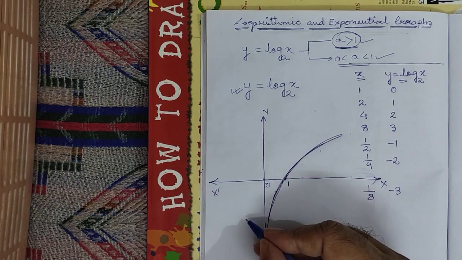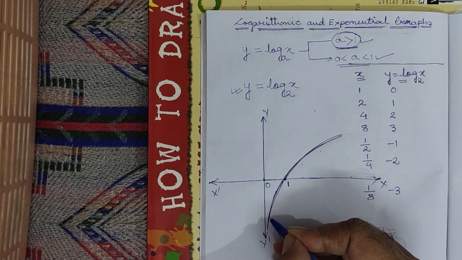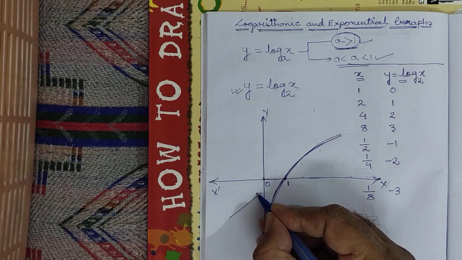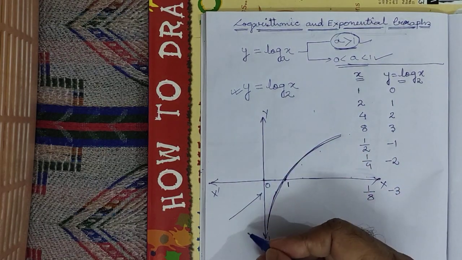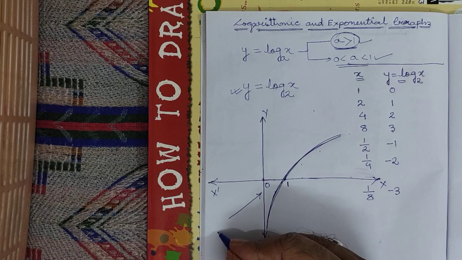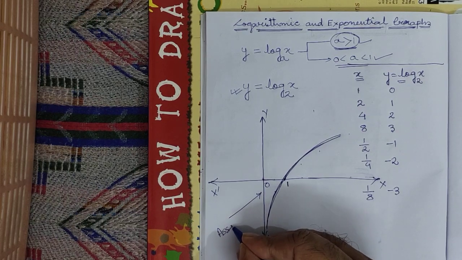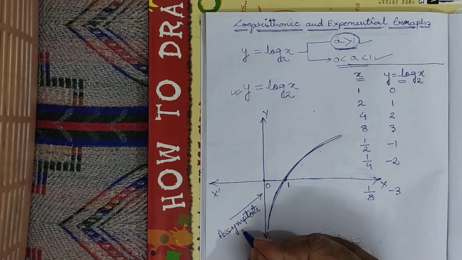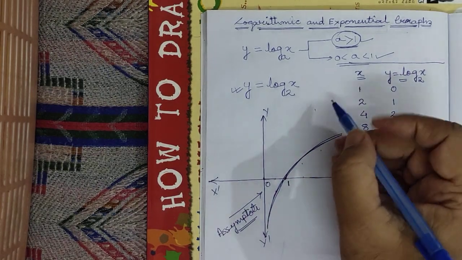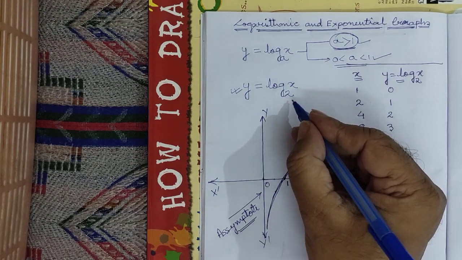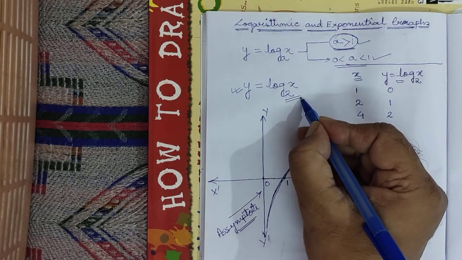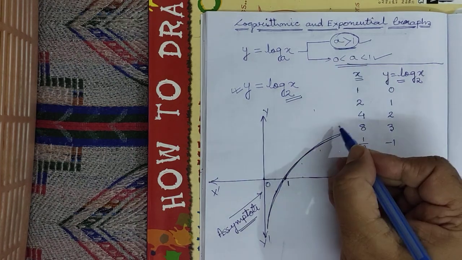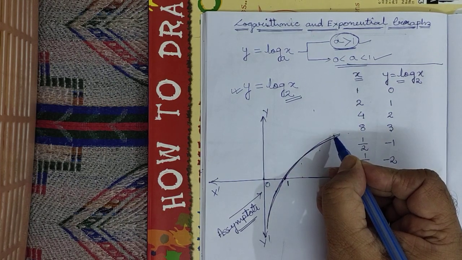Any line towards which a graph approaches, but can never touch, is called an asymptote. In this case, the y-axis is one such line. Hence, the y-axis will be the asymptote. That's it. So I have made the graph. Remember, I have taken an example with base 2, however, any base you take more than 1, the same graphical behavior will follow.